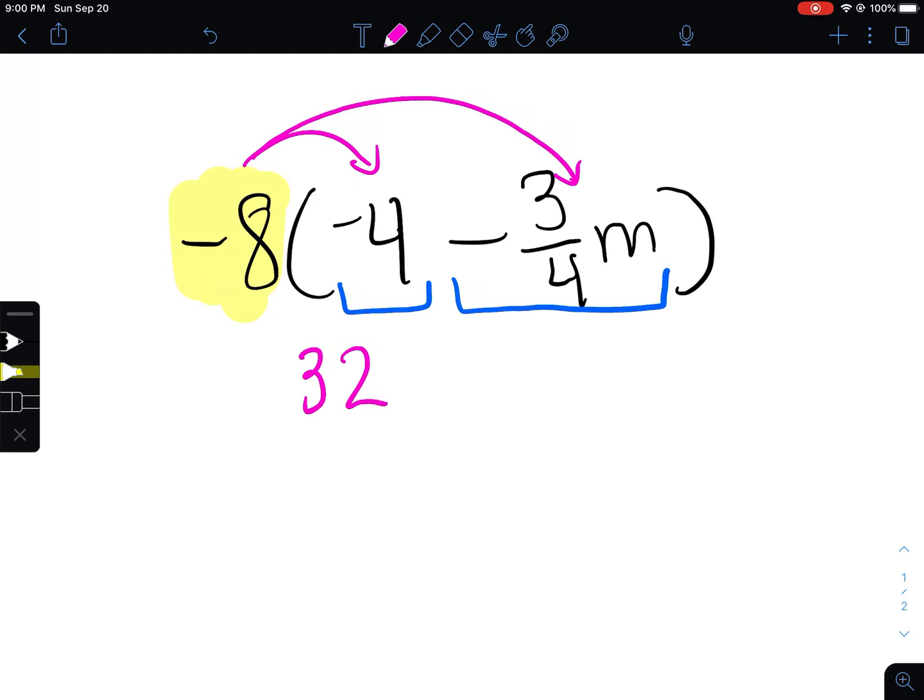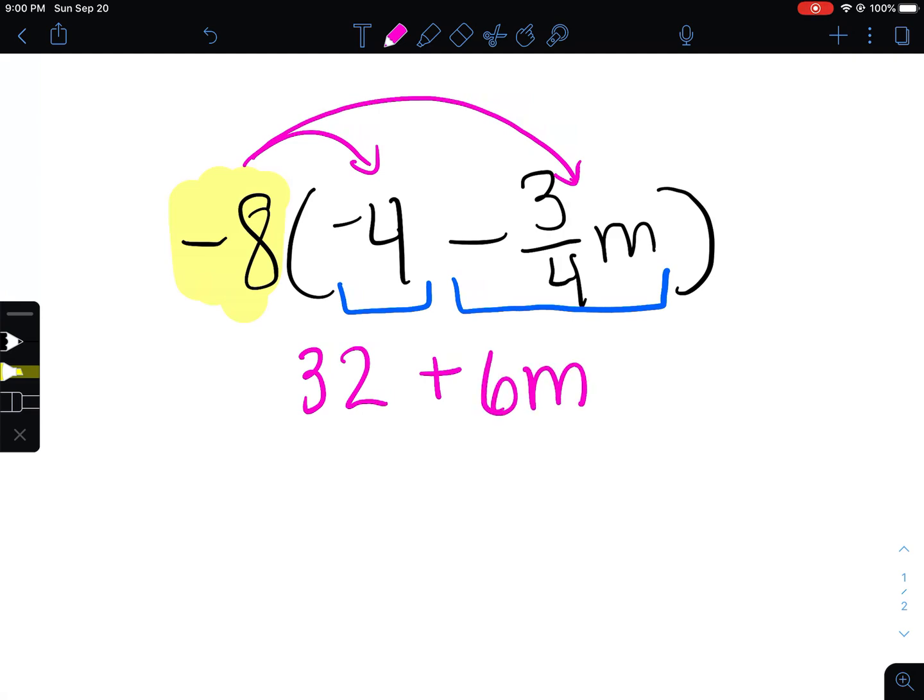And then I am going to take the negative 8 and multiply it by the negative 3/4 m. So that's going to be a negative times negative, which will be a positive. And so we indicate that by putting a plus sign. And I'm just going to multiply this in my head really quick. Negative 8 times negative 3 is a positive 24. And then 24 divided by 4 is 6.